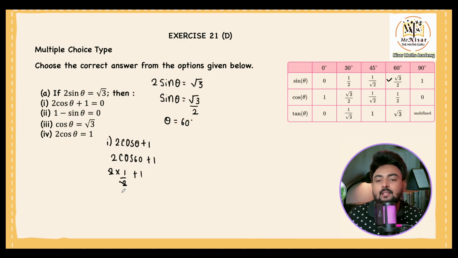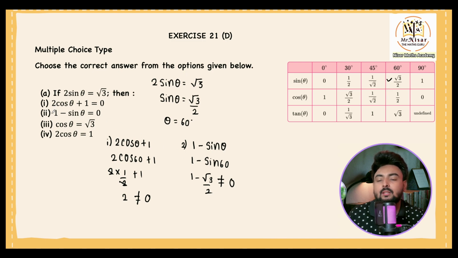So these both will get cancelled, and 1 plus 1, I am getting 2. But it is given in the question that this should be equal to 0. So 2 is not equal to 0. So our first option is not correct. Let's check the second option here. In the second option it is given 1 minus sine theta. Here the value of theta is 60, so I'll write 1 minus sine 60, and sine 60 is root 3 by 2. So 1 minus root 3 by 2, and here it's given 0, and this subtraction is not going to come as 0. See, these both are not equal. It means our second option is also not correct.